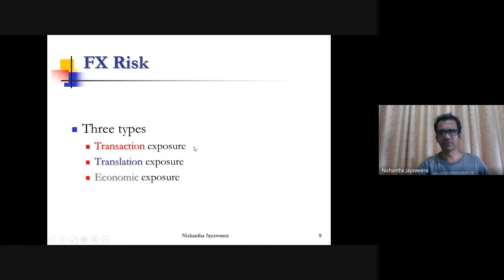But before we move forward, can someone brief me or others what is a transaction exposure, what's a translation exposure, and what's an economic exposure? Can someone explain what is the transaction exposure?